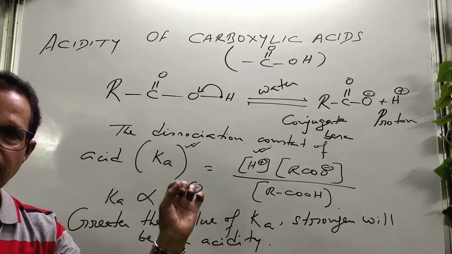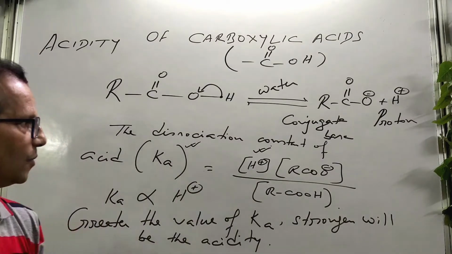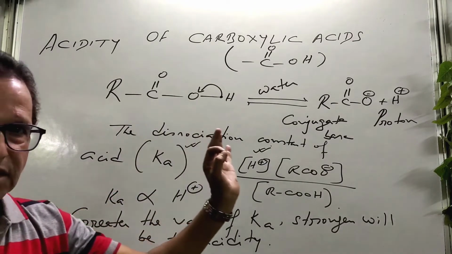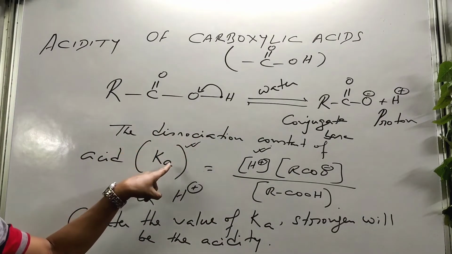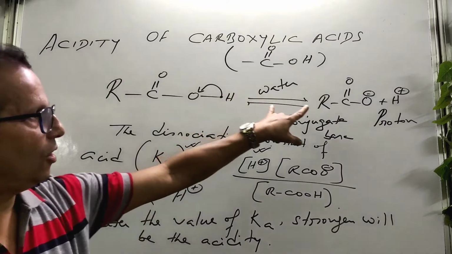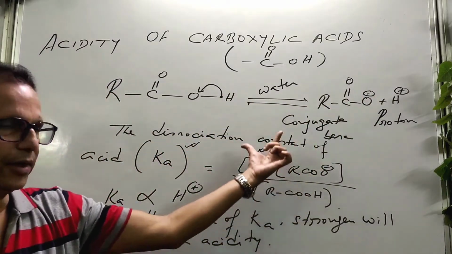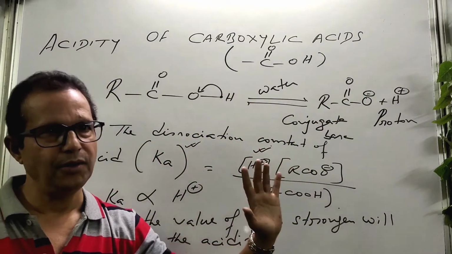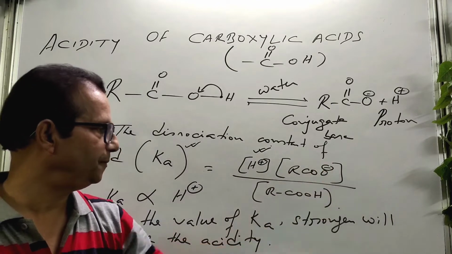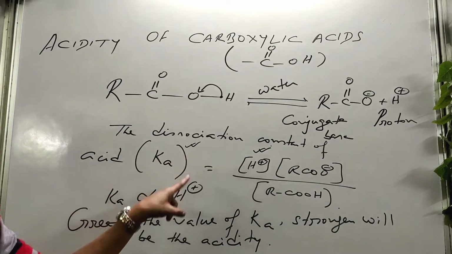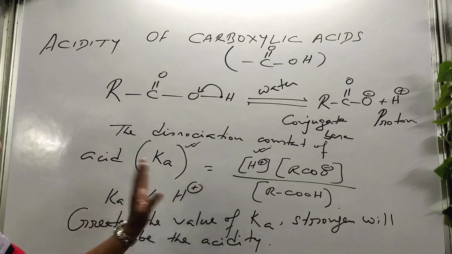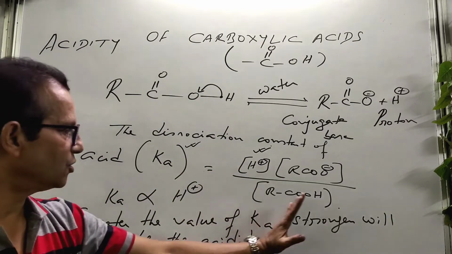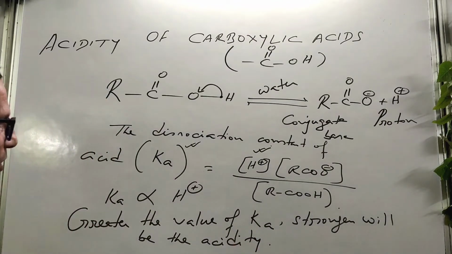We can measure mathematically the strength of an acid by means of dissociation constant, that is Ka. In the law of equilibrium, we can write it this way, okay? In equilibrium chapter, I will discuss in detail. So it is clear to us that Ka is directly proportional to H positive ion. That is, greater the value of Ka, stronger will be the acidity.